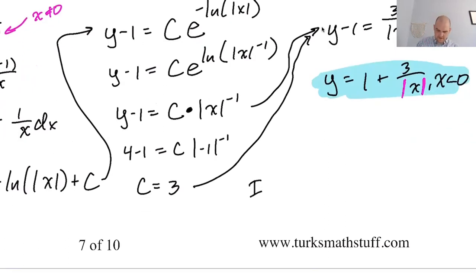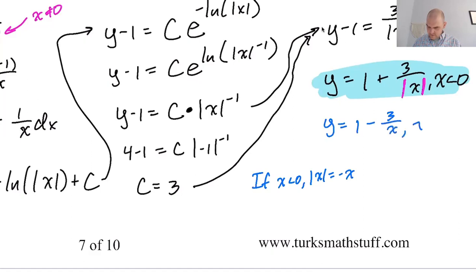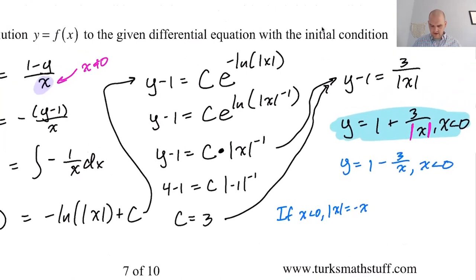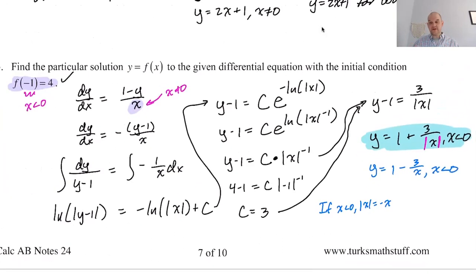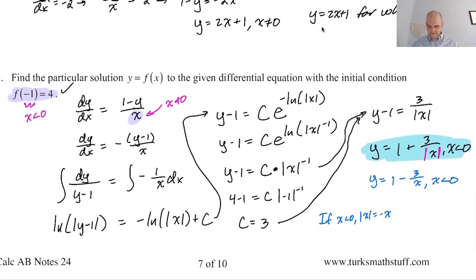Let me write this in a different color. Blue. If x is less than 0, then the absolute value of x is equal to the opposite of x. So that's a fact. So really, we could say it's 1 minus 3 over x, where x is less than 0. No matter what, we're going to need to include that x is less than 0 part, because there's nothing about that function that would prevent you from going with x greater than 0. So we need that for the domain.